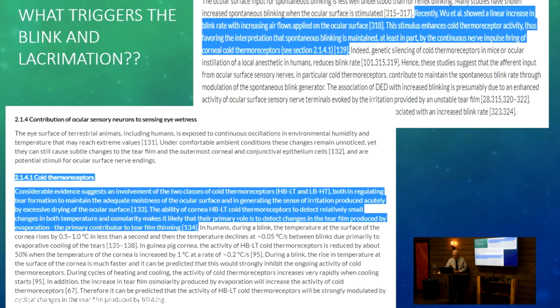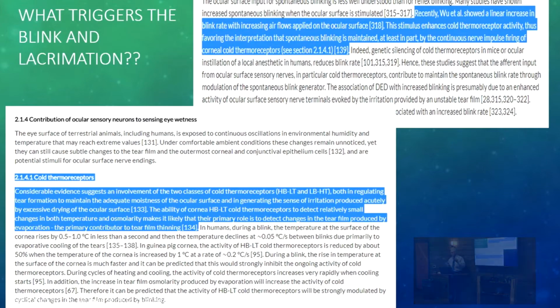Considerable evidence suggests involvement of the 2 classes of cold thermoreceptors, both in regulating tear formation to maintain adequate moistness of the ocular surface and in generating the sense of irritation produced acutely by excessive drying of the ocular surface. The ability of corneal cold thermoreceptors to detect relatively small changes in both temperature and osmolarity makes it likely their primary role is to detect changes in the tear film produced by evaporation, and thereby they create the reflex that creates the tears.